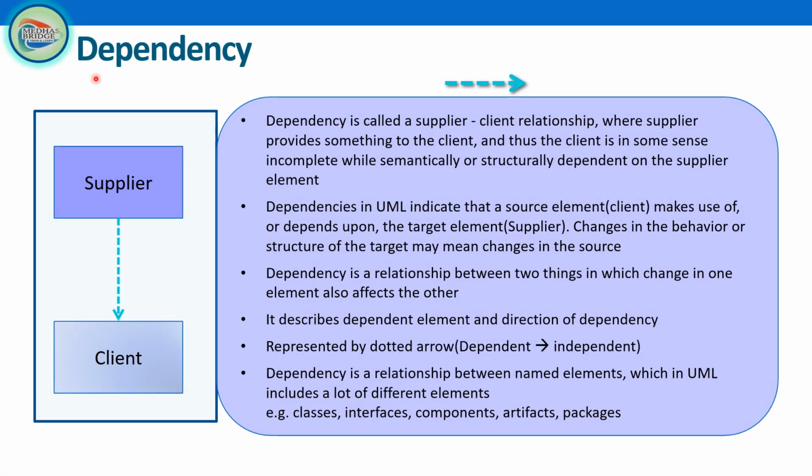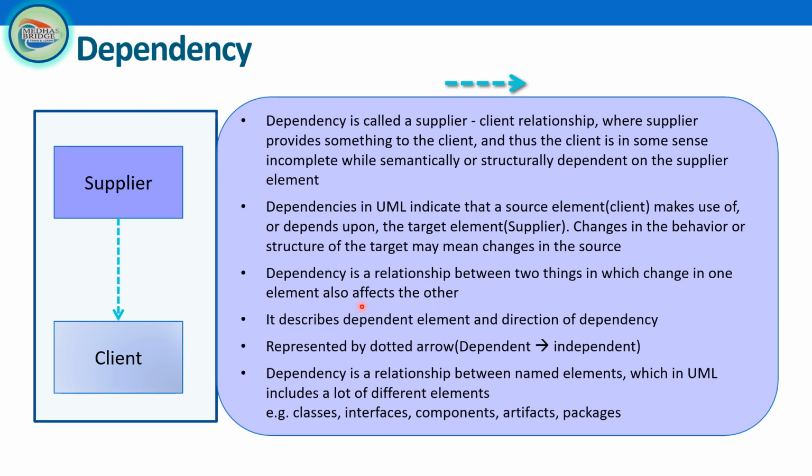Now let's look at dependency. Dependency is called a supplier-client relationship, where the supplier provides something to the client. Thus, a client is in some sense incomplete while semantically or structurally depending on the supplier element. Dependency in UML indicates that a source element makes use of or depends upon a target element. Changes in behavior or structure of a target may mean change in the source.